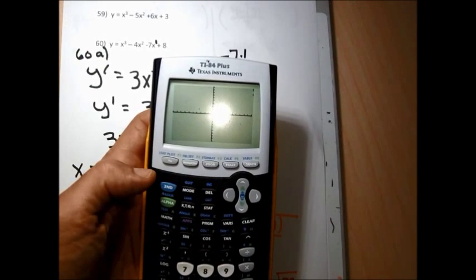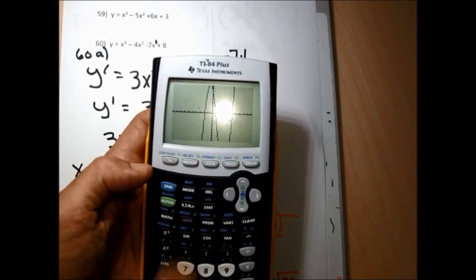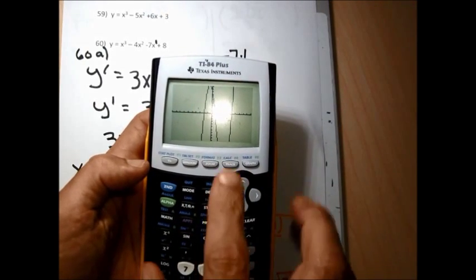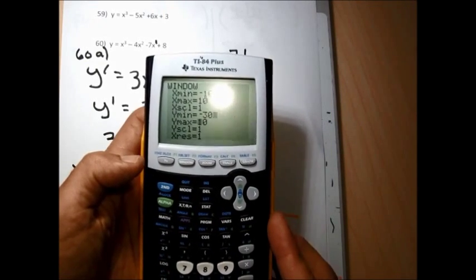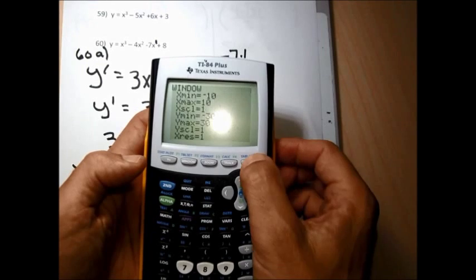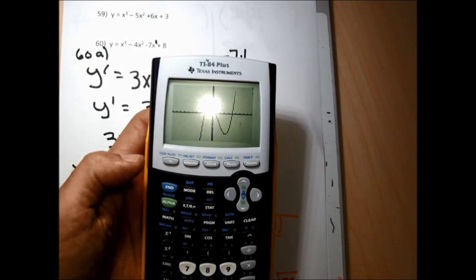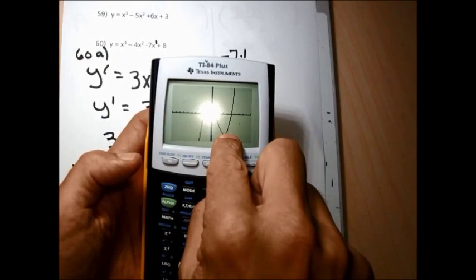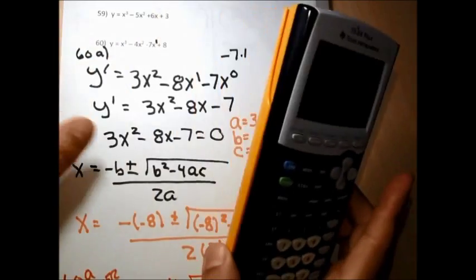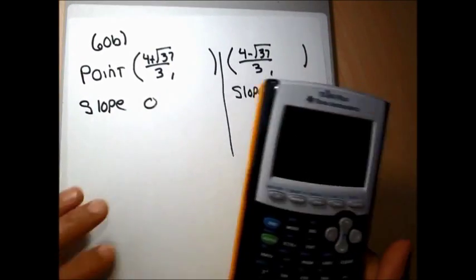Graph it. The window might not be that great. In fact, I'm going to make this window higher and lower to see the peaks. Make the window maybe negative 30 to 30 so I can see a better graph. There's the top, there's the bottom. That's a pretty graph. Now I'm going to get that y value by cheating in some sense, but I'm going to cheat because it's too messy to do by hand.